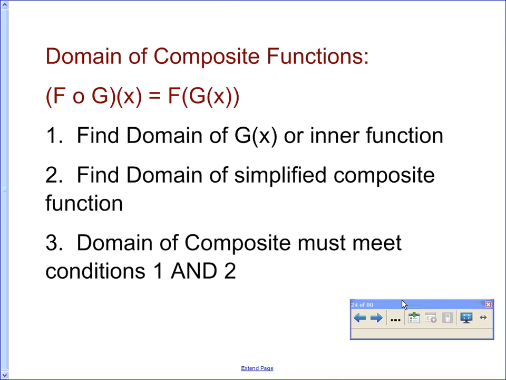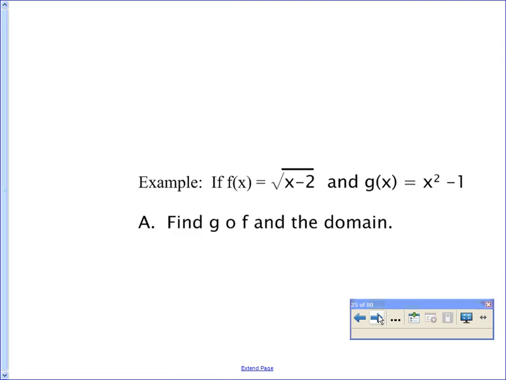So it might be easier to think of it as finding the domain of the inner function. So whatever's on the inside, find the domain of that. And then you find your composition, and then whatever that is, simplify it and find its domain. And then you have to find where those two overlap, just like we did previously. And when you find where those two overlap, that's going to be the domain of your composition. So let's look at an example here.